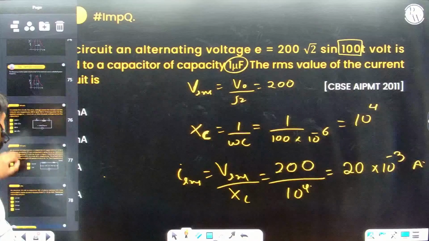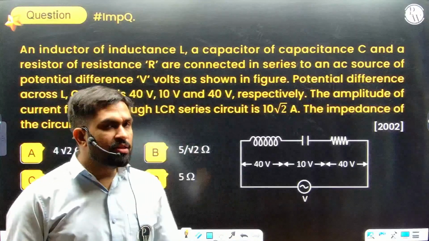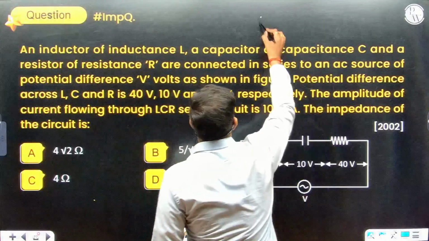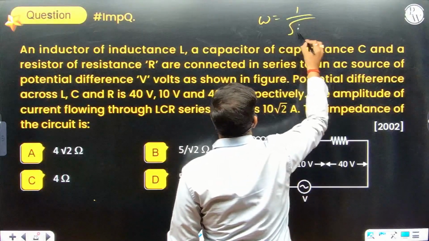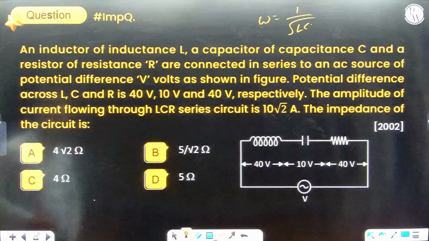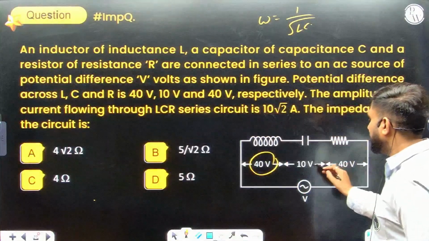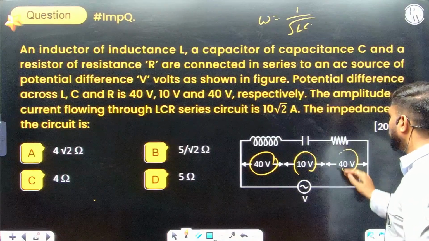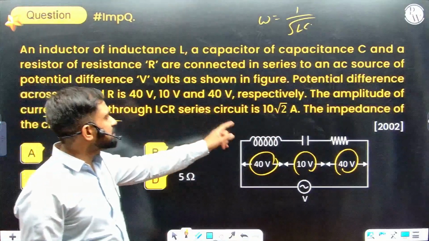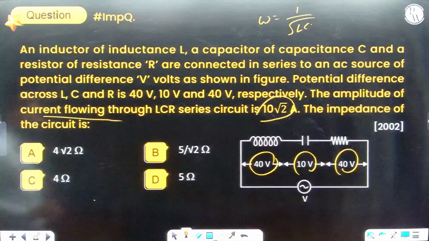Now, in the AC circuits, you know that there is the condition of resonance where the external frequency omega matches with the natural frequency. The natural frequency is 1 upon under root LC. Using that condition, resonance means the current peaks to the maximum value. Here they are saying the voltage across the inductor is 40, across the capacitor is 10 and across the resistor is 40. The amplitude of the current flowing through the LCR circuit is 10 root 2. The impedance of the circuit is. Okay. This is how they have given.